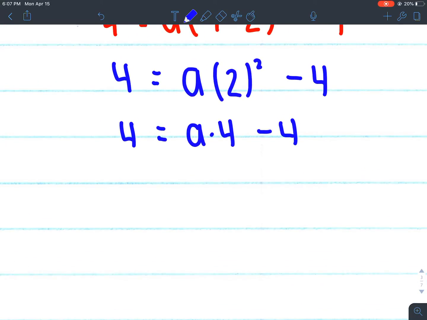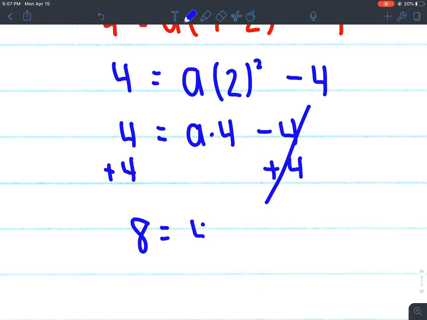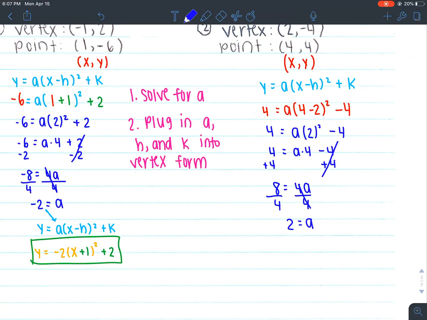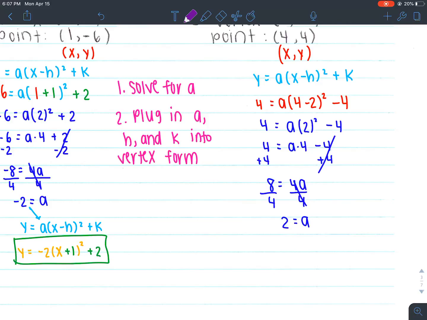Okay, now I need a by itself. So the first thing I'm going to do is add 4 to both sides. Since it's negative over there, I'm going to add 4. 8 equals 4a. Divide both sides by 4. A equals 2. What do I do from here? Well, I plug it into my vertex form.